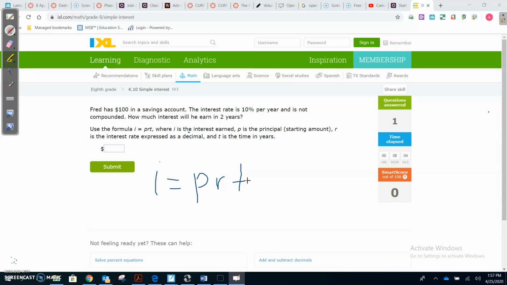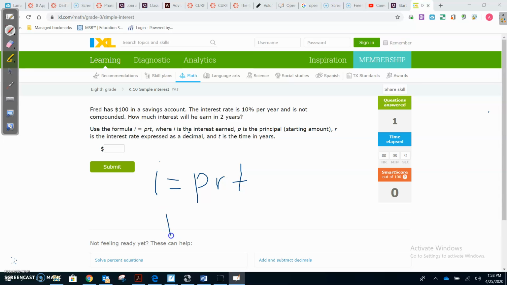We can look at this word problem and it says Fred has $100 in his savings account. The interest rate is 10% per year and is not compounded. So this is simple interest. How much interest will he earn in 2 years? So let's go ahead and plug what we know into our formula. We're going to stop when we get to the rate and we're going to talk about that.